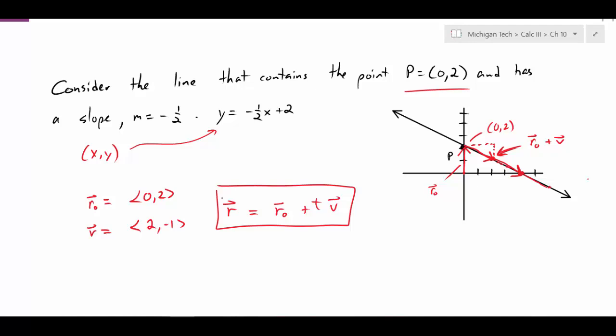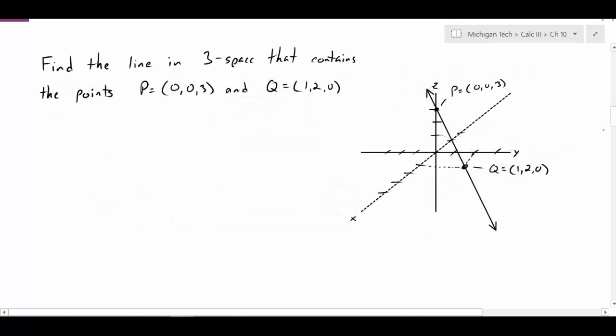Now, why do we care about this vector equation? Well, one reason is that we can generalize things in 3-space using these vector equations, where we can't using our regular equation that we're familiar with. What would that look like? Consider this problem. Find a line in 3-space that contains the point P, (0, 0, 3), and the point Q, (1, 2, 0).